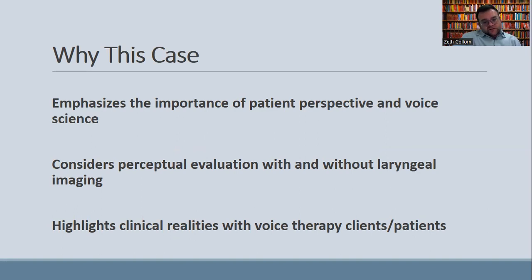It also considers perceptual evaluation with and without laryngeal imaging, because this patient did not sound like he had anything wrong. He did not have dysphonia or hoarseness, right? And then it also highlights some clinical realities with voice therapy clients or patients that a lot of us experience.